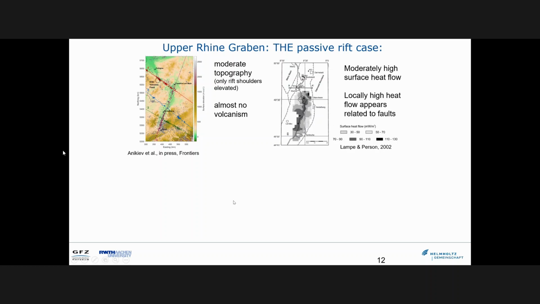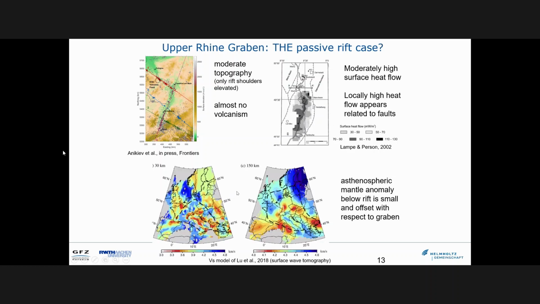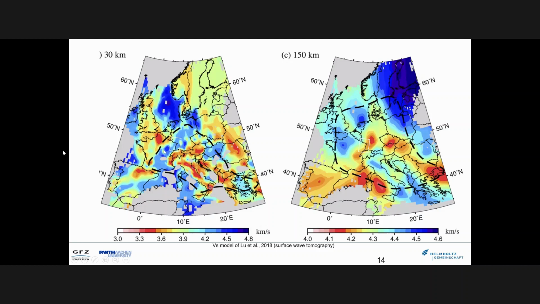along faults. And if we look at the deeper structure, we see that there is not really a thermal anomaly below. If we zoom in here, this rectangle shows you the place where the Upper Rhine Graben is located and the model is located. We see that only at large depth we see some sort of upwelling of the asthenospheric mantle, which is in addition offset with respect to the rift location.